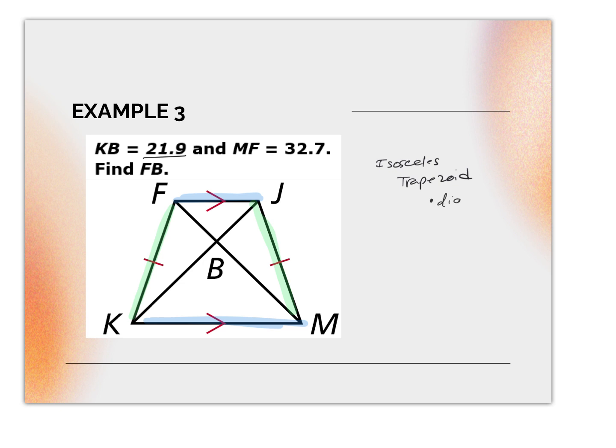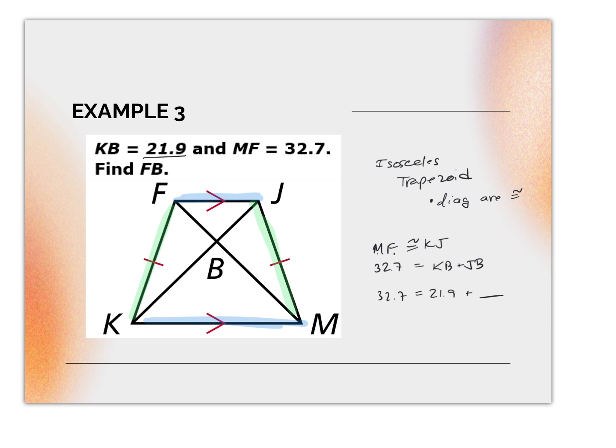So the fact that I really want to know here is remember that the diagonals are congruent. So what this is telling me is that MF is congruent to KJ for sure. Now the problem is they're not really asking me. I know that MF is 32.7. KJ, I really don't know, because KJ is KB plus JB, and they gave me KB. So 32.7 equals 21.9 plus something. And again, I'm trying to figure out what JB is.